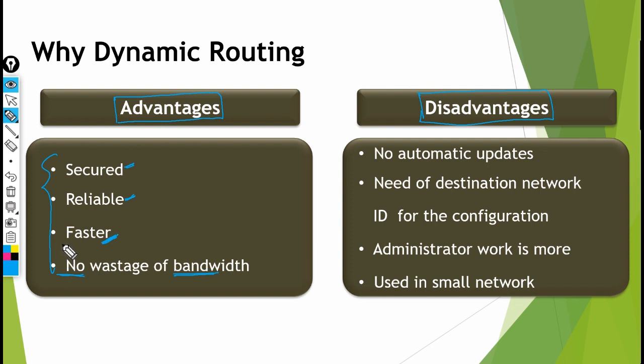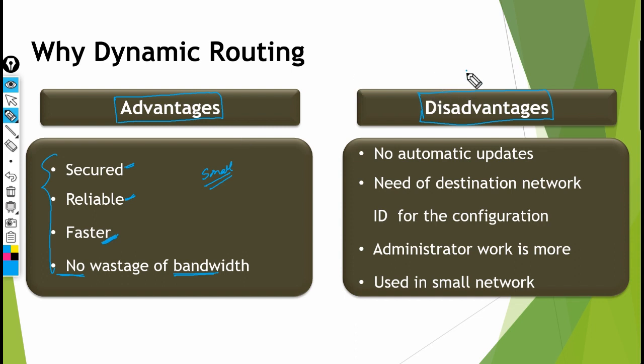When it comes to the major use cases, static routing can be used for very small organizations in very small scenarios. When it comes to larger networks and larger scenarios, of course, you need to go through dynamic routing only, because the administrative work will be so much in terms of static routing.